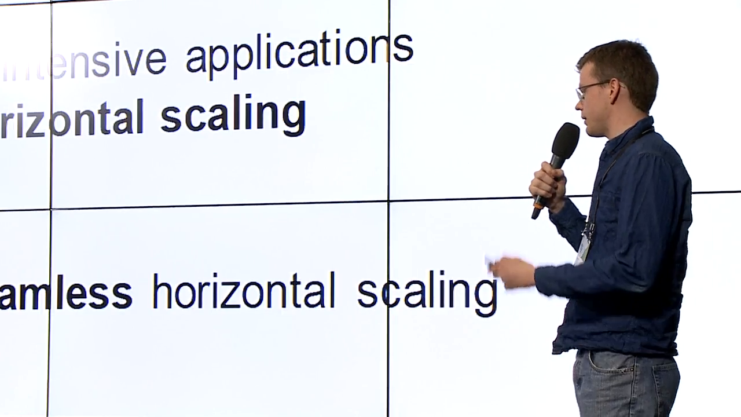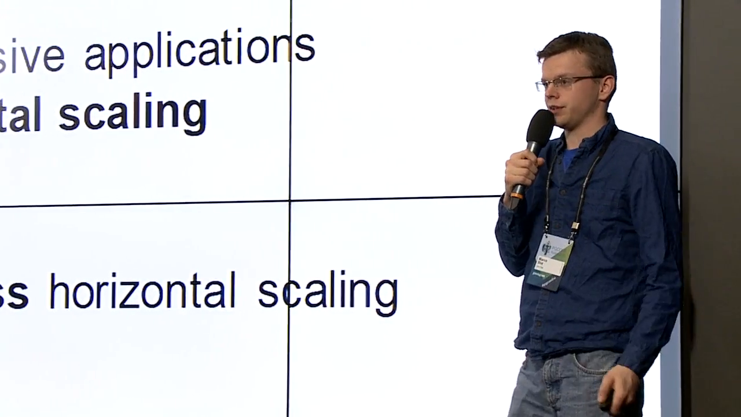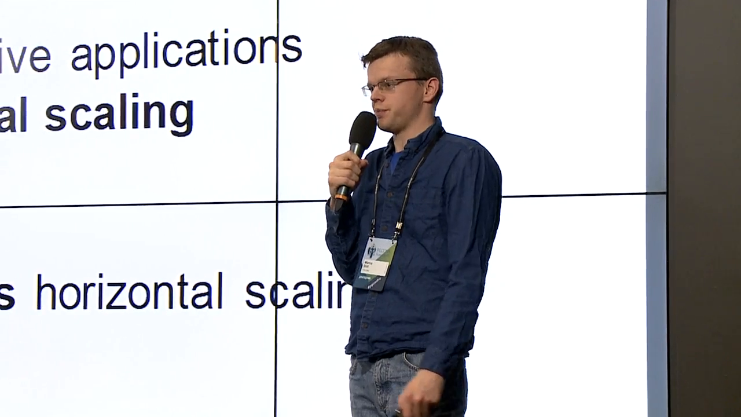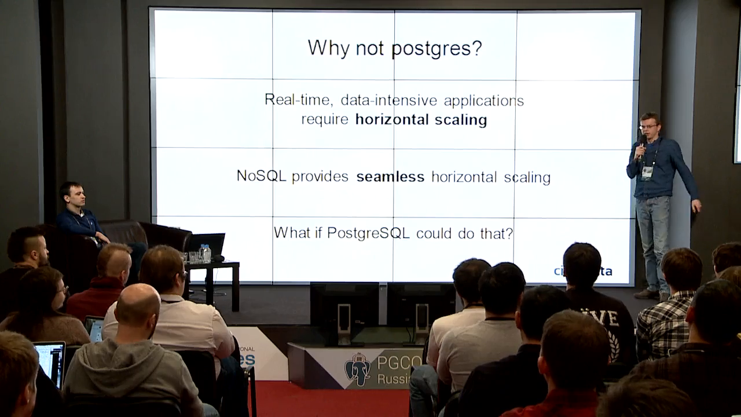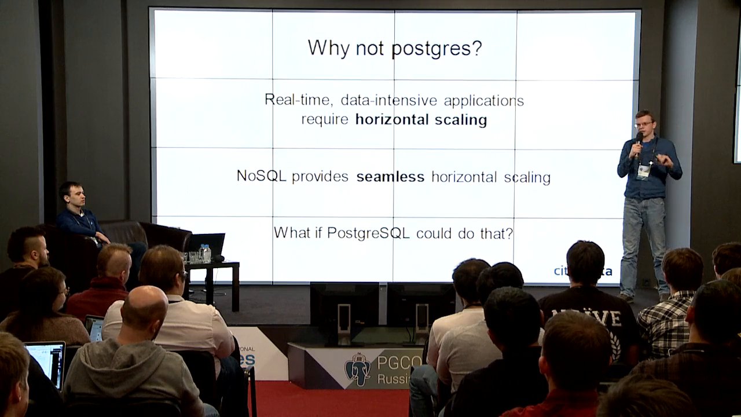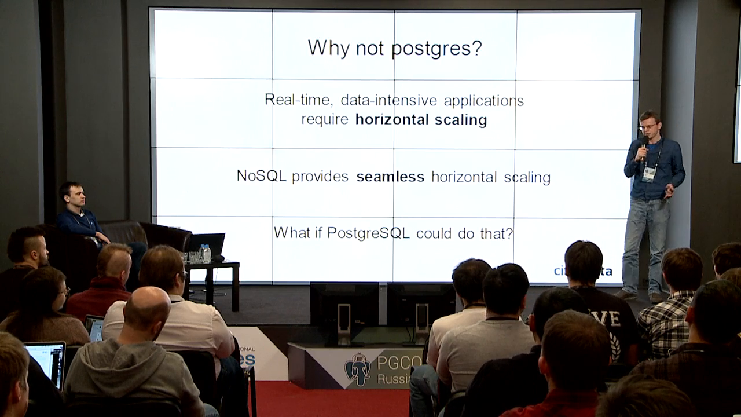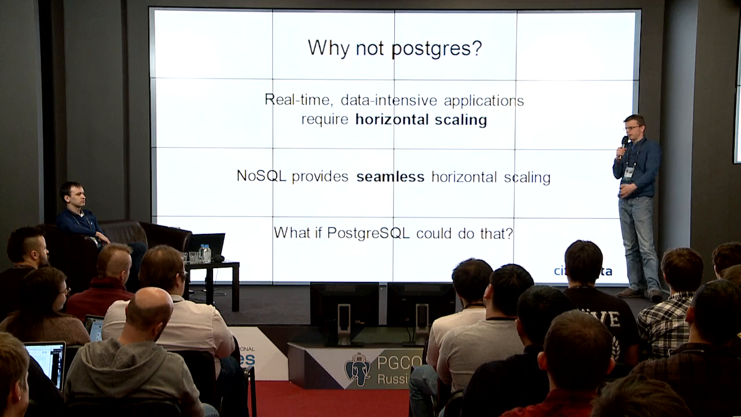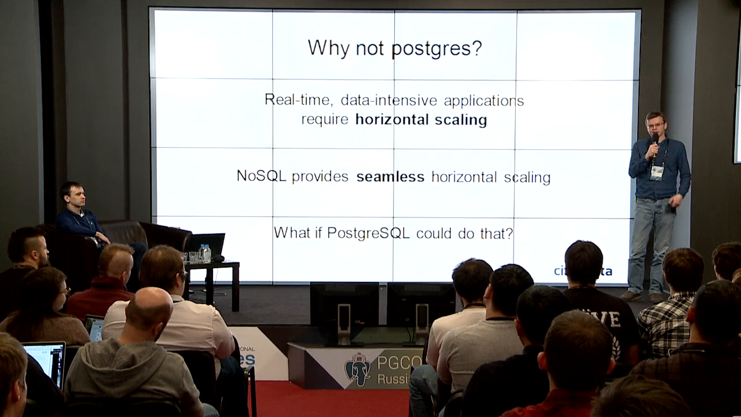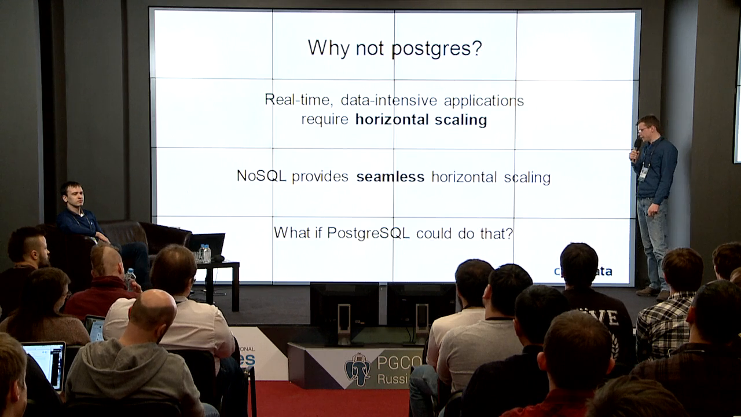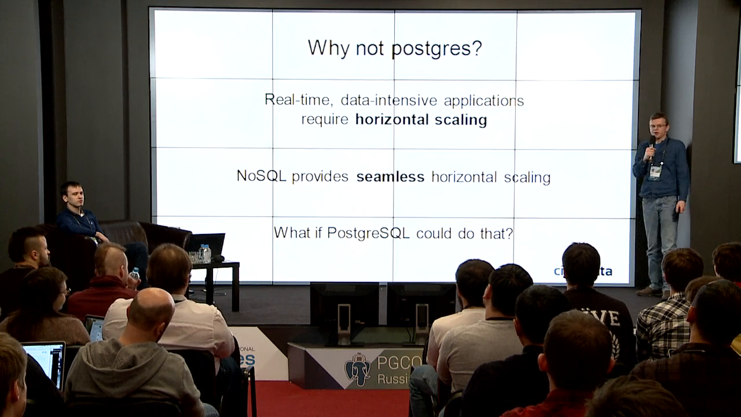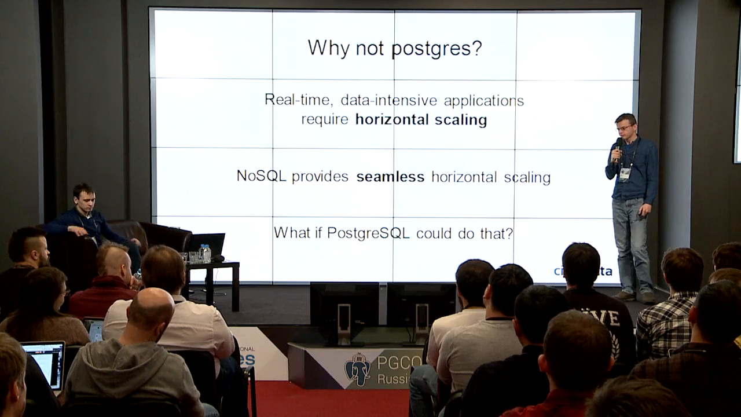A lot of companies actually use NoSQL solutions for those types of workloads. Not so much because they are fast, they're not necessarily faster than relational databases, but because they provide seamless horizontal scaling. It's easy to add nodes and fit more data. And so we're asking, what if Postgres could do that?